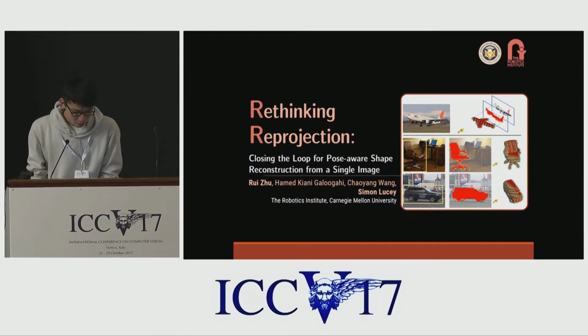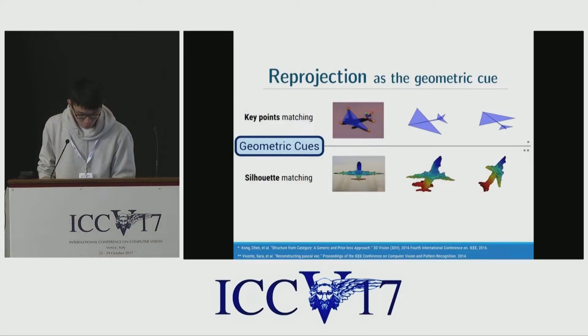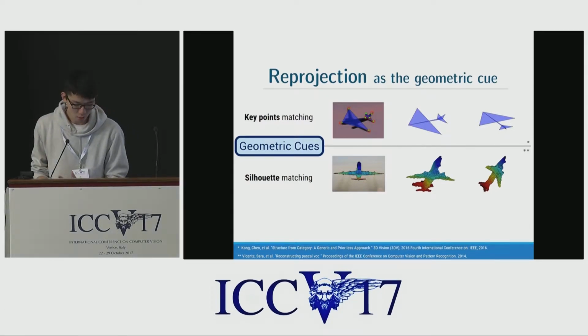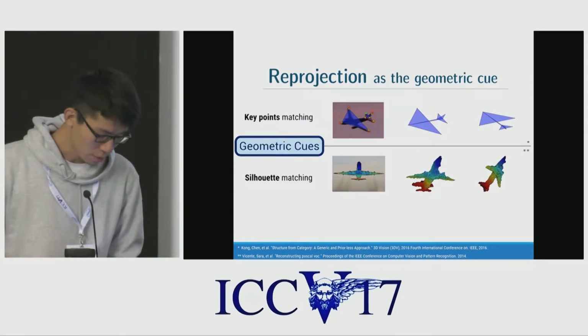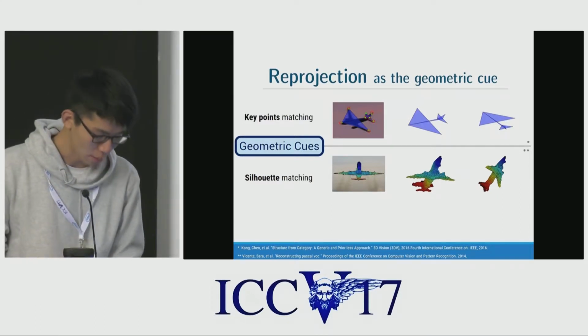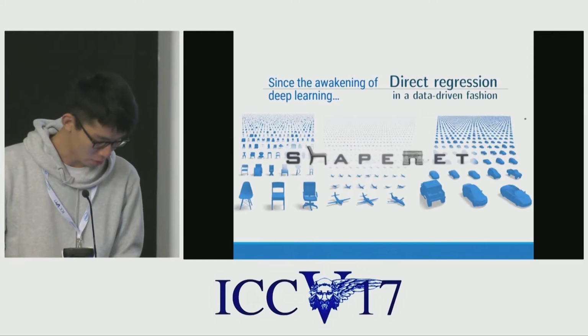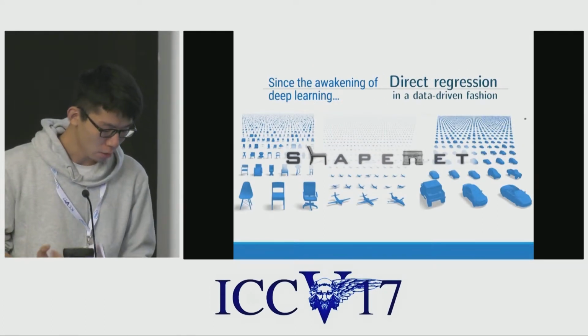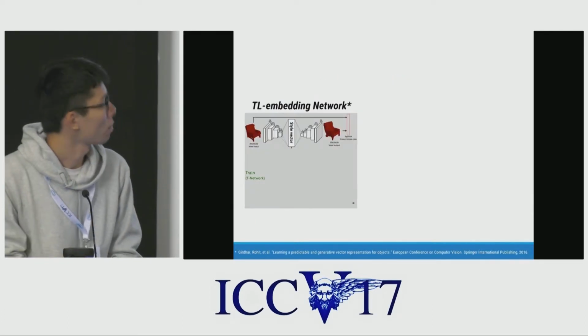Today, I'm going to present our work on rethinking reprojection: closing the loop for pose-aware shape reconstruction from a single image. Shape from a single image has long been a problem of interest in low-level computer vision. To solve this, people often utilize the gold standard called geometric cues to minimize reprojection error of key points or silhouettes. And in recent years, with deep learning, people are looking for data-driven solutions to this problem.